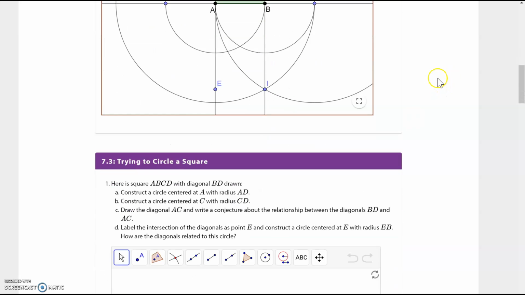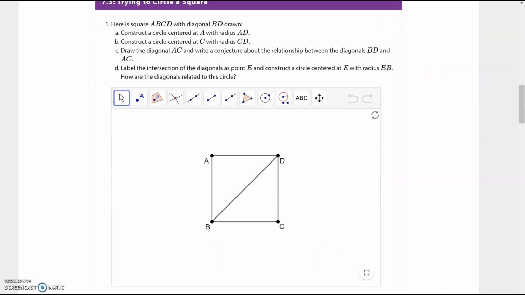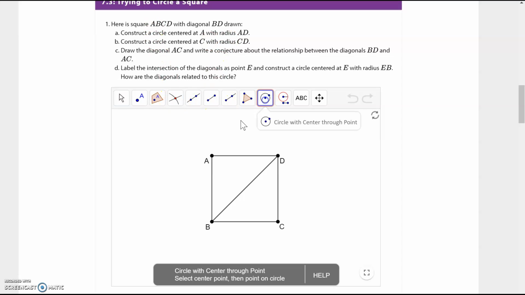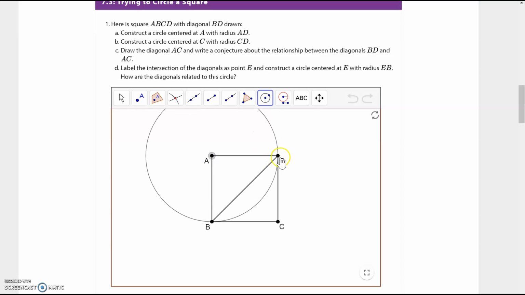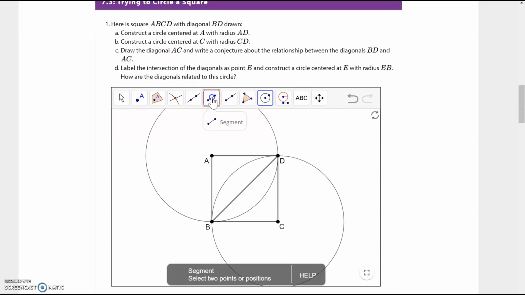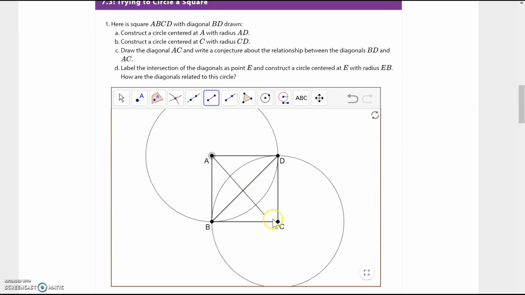Now we're going to come down here to 7.3. And in 7.3, what we want to do is just follow the instructions here. So we want to construct a circle centered at A with radius AD. Then I want to construct a circle centered at C with radius CD. Perfect. Now I want to draw the diagonal AC, so from A to C.